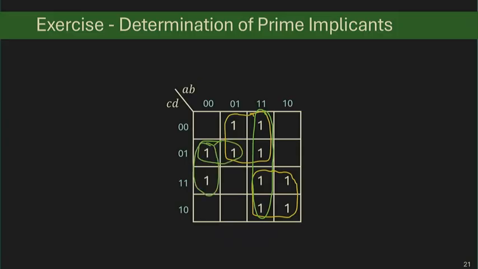This one is also a prime. Okay, I'll use some different colors. A prime implicant, a prime implicant. Right. Did I miss anything? I think I do. Yeah, the wraparound. Right, this one is also a prime implicant.